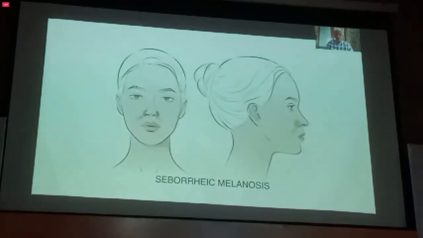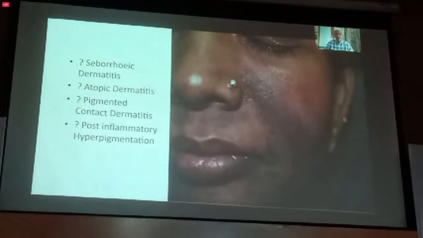Seborrheic melanosis also resembles post-inflammatory pigmentation, but occurs in a particular pattern around the paranasal fold, nasolabial fold, infralabial fold, also maybe around the eyebrows, sometimes on the cheeks, behind the ear, in front of the ear. So various patterns we do come across. This looks like bilaterally symmetrical nasolabial fold involvement, seborrheic melanosis.